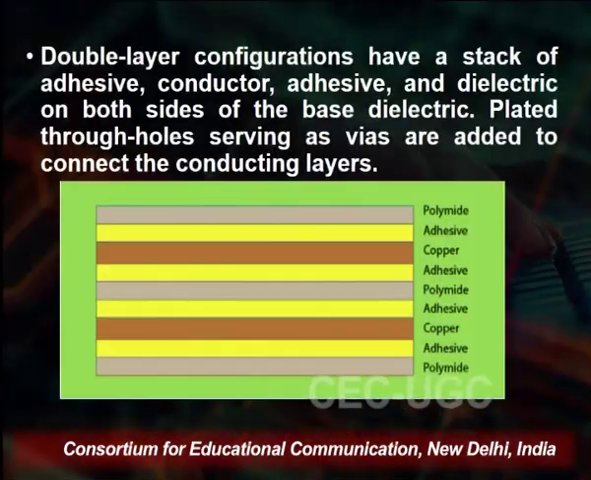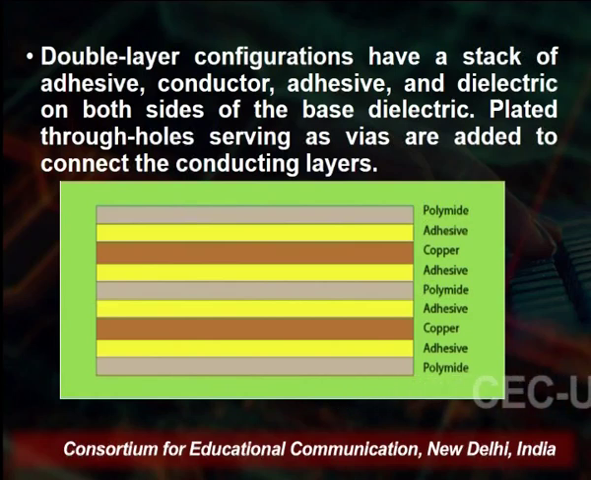Another is a double layer configuration, which has a stack of the adhesive, conductor, adhesive and dielectric on both sides of the base dielectric. Plated through holes serving as vias are added to connect the conducting layers, so the conducting layers are connected on both sides. So this is the double layer configuration.